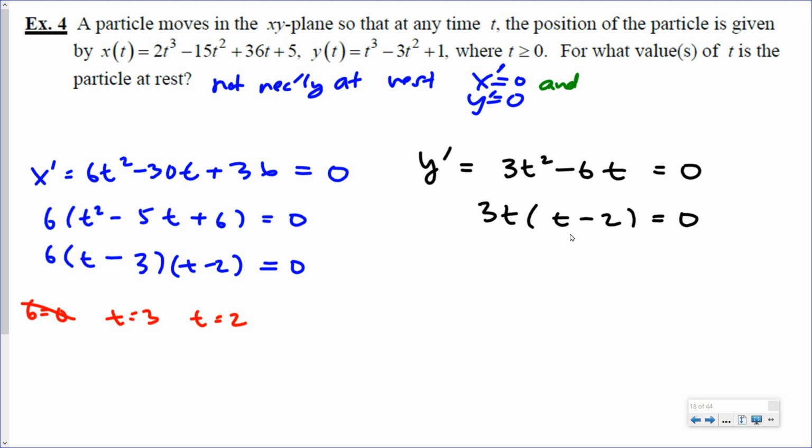You might have just wanted to pull out a t, and that's fine too. Okay, I see a 3t. All right, if something times something equals 0, that means one of these things is 0. That means either 3t is 0 or t is 2. If 3t is 0, then t is really 0.